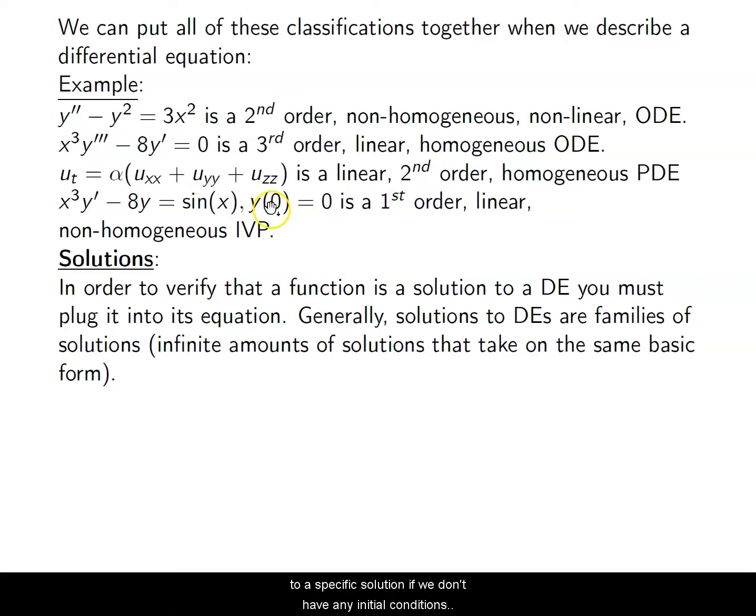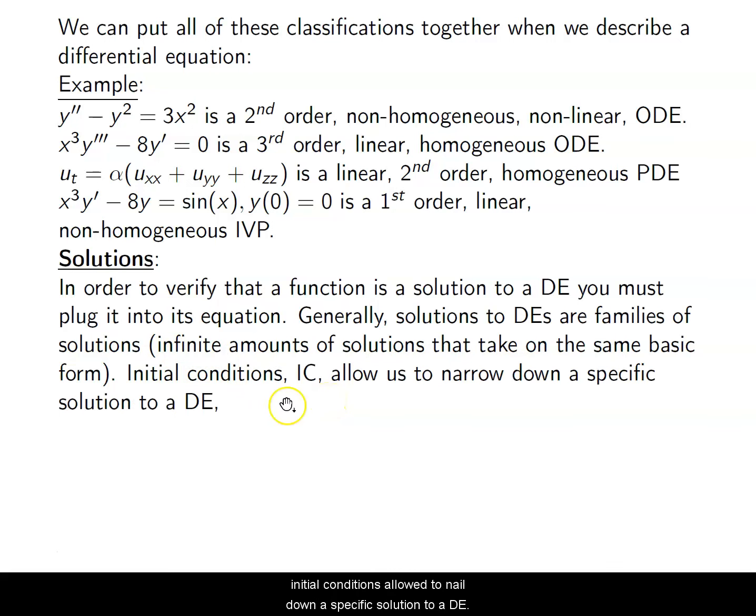If we don't have any initial condition set, generally we have an infinite number of solutions that satisfy our DE. Now, when that's the case, in this general sense, we're looking for the general form of our solution. So again, infinite amounts of solutions that take on the same basic form, right? So initial conditions allow us to narrow down a specific solution to a DE.